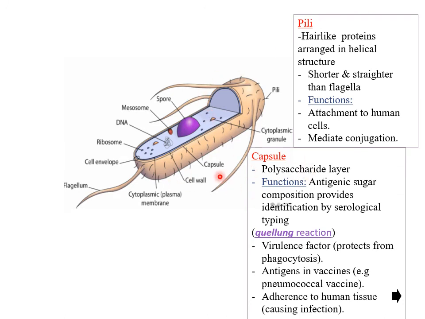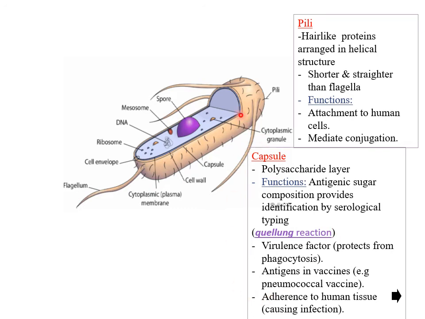Then a very, very important structure is the capsule. The capsule is this beige layer outside. It's a polysaccharide layer, and its antigenic sugar composition actually gives the identification by serology typing. Which means that, as I explained earlier, when you have something antigenic, if you add antibodies, it will bind to these antigens and help you identify that particular bacteria. One of these reactions, we call the Quellung reaction, that you will learn later.